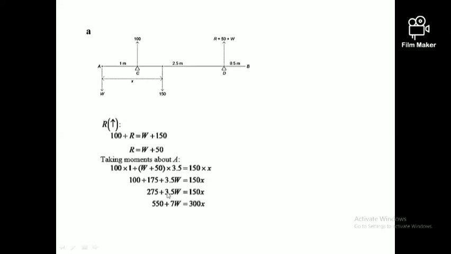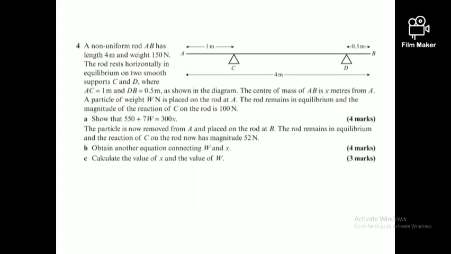To remove this decimal answer, I'll multiply the entire expression by 2. 275 into 2 is 550. 3.5W into 2 is 7W. 150x into 2 is 300x. That is the way of obtaining the answer that you need to show in part A, right?